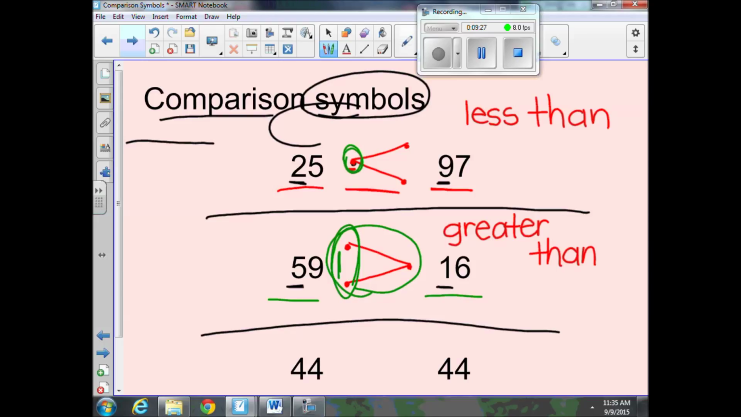I know every one of you knows what an equal sign looks like because you used it when you add, right? Yes. If we add, we put 1 plus 1 equals 2. There's that equal sign. That same symbol goes right here. 44 is equal to 44. And those are our comparison symbols. That's what we are going to practice doing today.